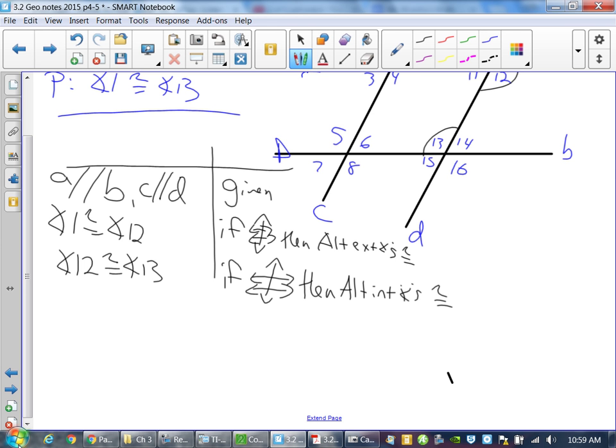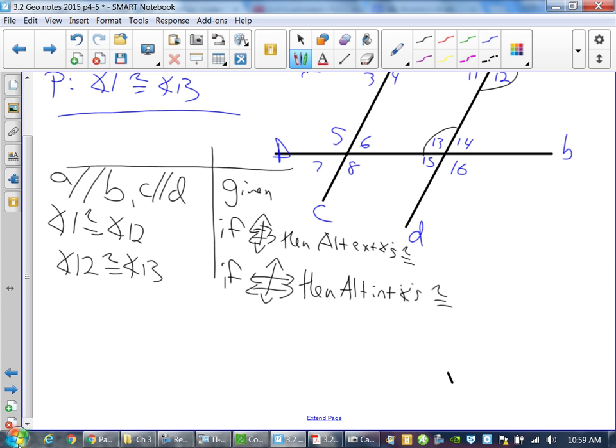That's all it is. See how you're using that one progression box for your reasons. You're given parallel, so if 2 parallel lines are cut by a transversal, then one of those 4 angle pairs happen. You just have to decide which one it is. The first step with 1 and 12, they were exterior. The angles with 12 and 13, they're interior.